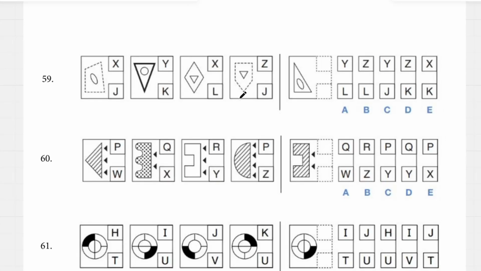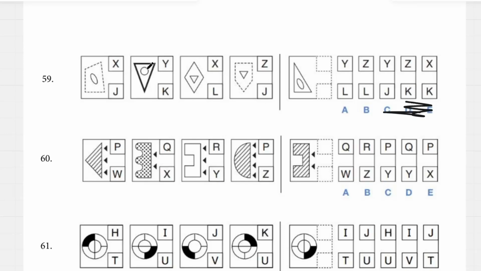Question 59. What's in common? J outside, whether it's hatched or not. So it's going to be none of the same. It's going to be something different. Oh, actually, this one is solid, just like L. Cross out these on the shape.